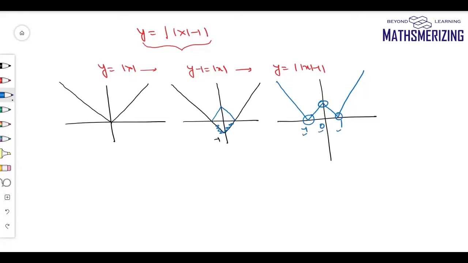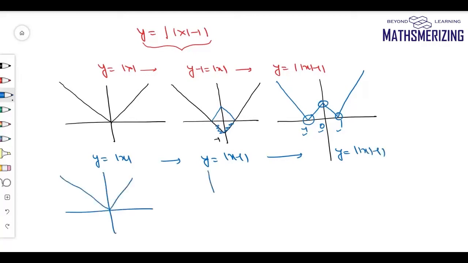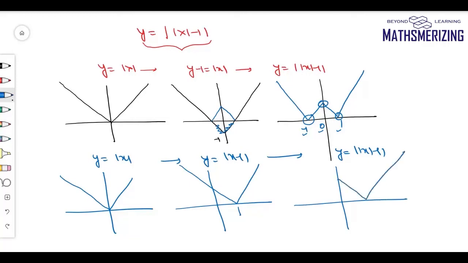Another way of drawing the same graph: I can again start with y equals mod x, then find y equals mod of x minus 1, and then write mod of x minus 1. So again I'll start with mod x, then mod of x minus 1, shifting along the x-axis by plus 1 unit, and then mod of x. So erase the graph from the second and third quadrant and then take the reflection of right on left. So again I'll end up getting the same graph.